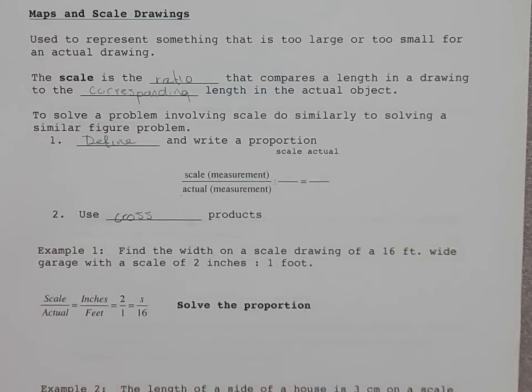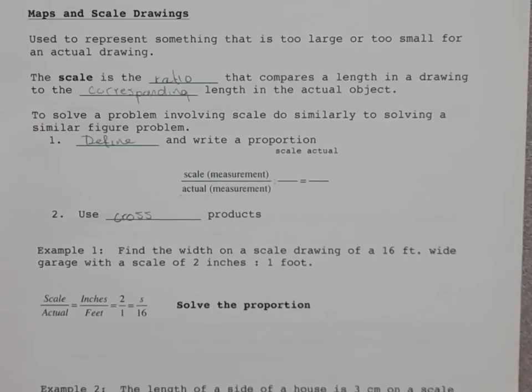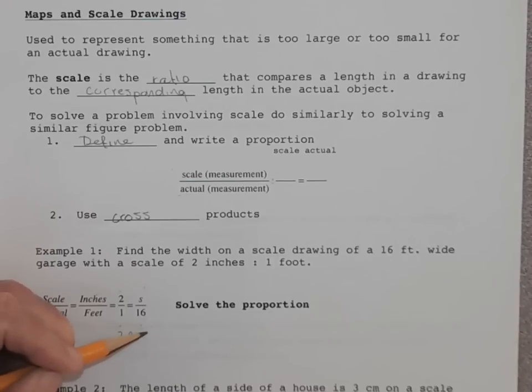Pretty easy, right? So if we want to find the width on a scale drawing of a 16-foot wide garage with a scale of 2 inches to 1 foot, I have my scale, which is in inches, and the actual, which is in feet. It says it's 2 inches to 1 foot. We want to know the width on the scale drawing. We don't know that. And then we have the width of the actual thing in feet. So then we just go 2 times 16, and we get 32 equals S. So our answer is 32 inches.